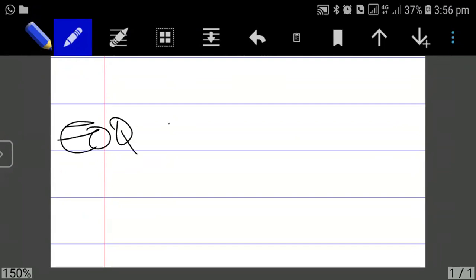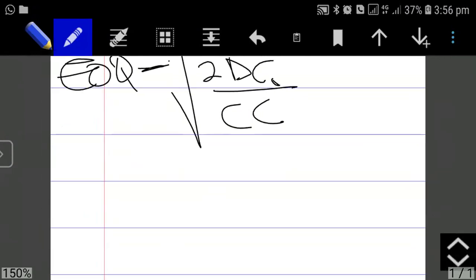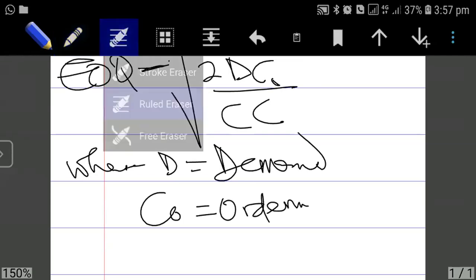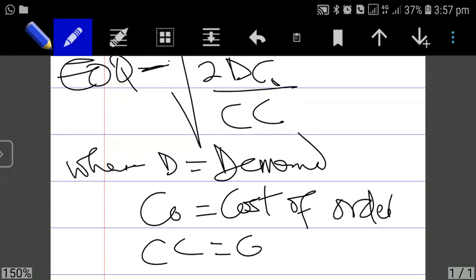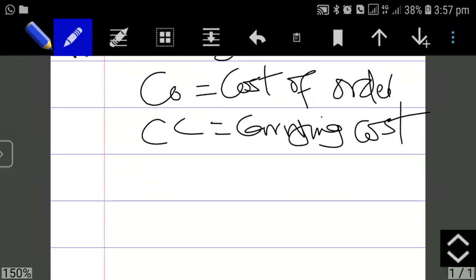Your EOQ is equal to the square root of 2DCO over CC, where D equals the demand, annual demand, CO equals ordering cost or cost of order, and CC is your carrying cost. Is that taken? So now, what is our annual demand?